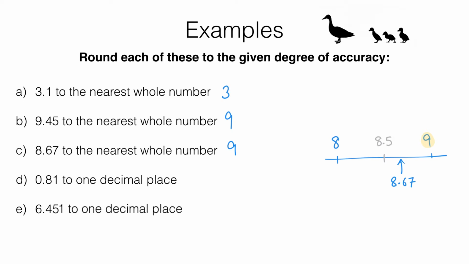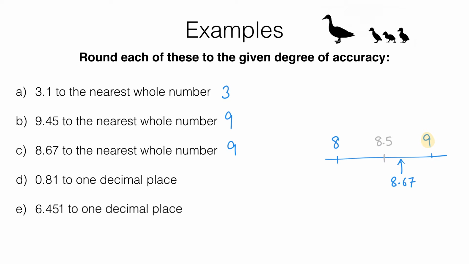Moving on to part D, we're now rounding 0.81 to 1 decimal place. So we're not rounding to the nearest whole number anymore, we're rounding to 1 decimal place. Now, 1 decimal place means the same as to the nearest tenth. Notice that the first place value column after the decimal point is the tenths place value column.